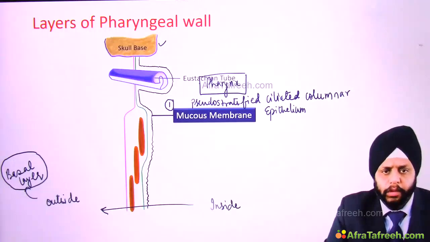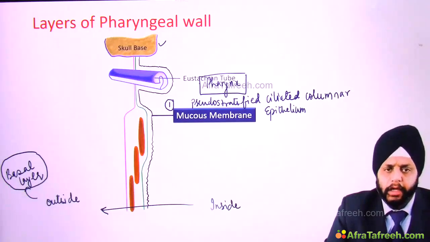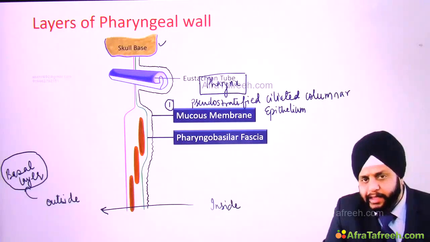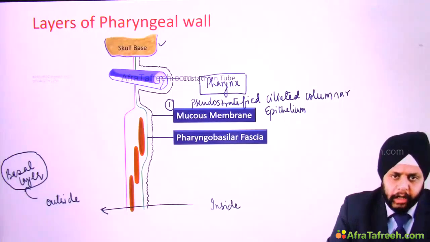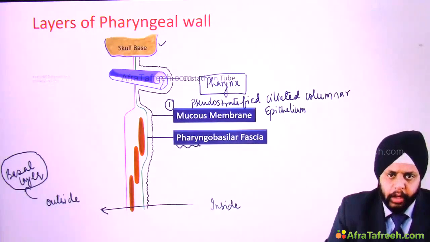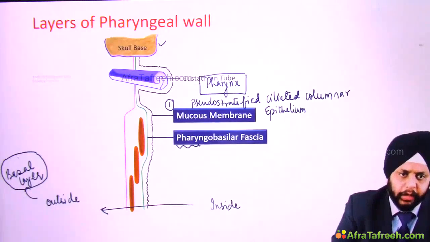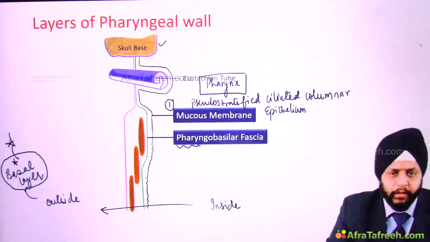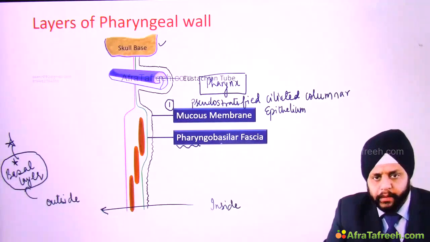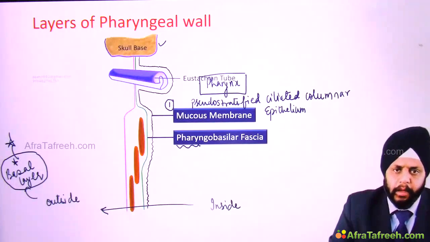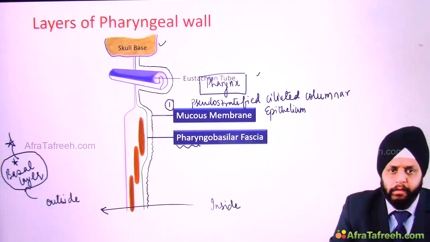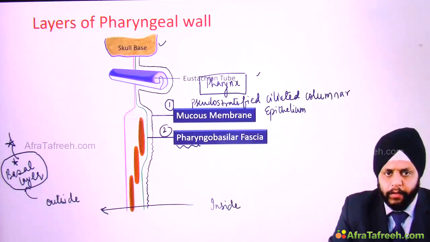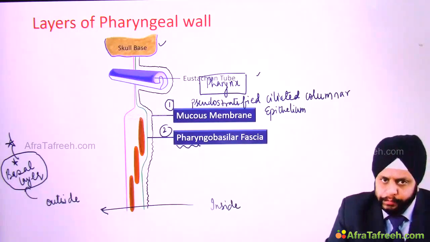Now just below the mucous membrane, we have a layer of fascia. You see, this layer of fascia is near the pharynx, so we start with the name pharyngo, and it is away from the basal layer. We assume this layer just to help us with the nomenclature. So pharyngobasilar fascia. Easy to remember: pharynx to the basal layer, pharyngobasilar fascia. That's the second layer of the pharynx, going from inside to out.